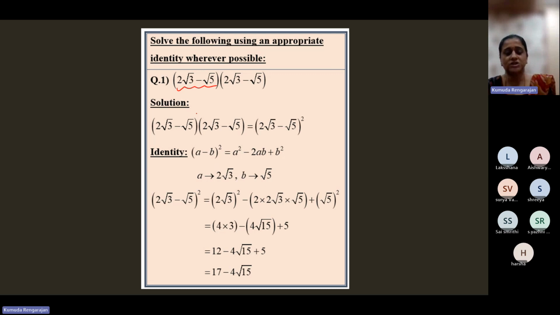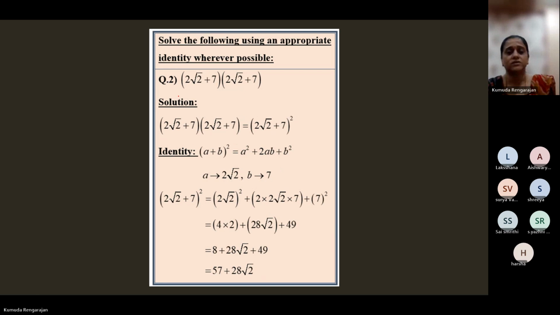This expression is irrational. The product of this irrational with itself is also irrational. You can see here 17 minus 4 root 15 is irrational. Same thing here. The product of this irrational with itself is also irrational.